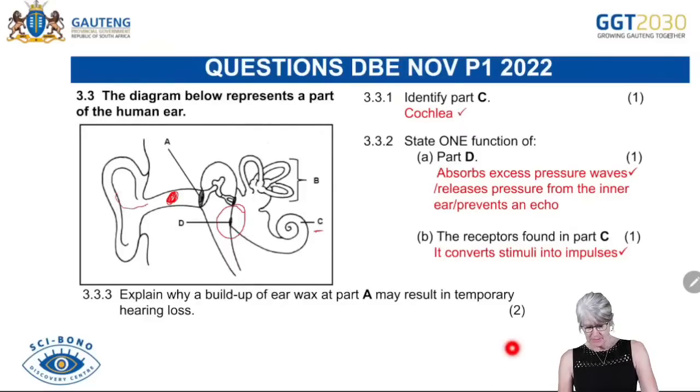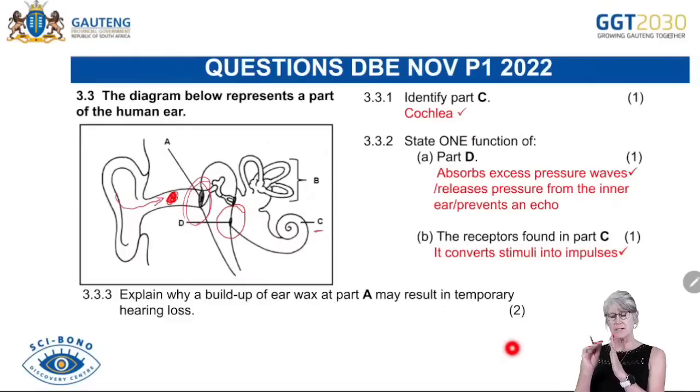If we think of the sound waves going in here, and then there's a little bit of wax that has built up there, it's going to prevent the sound waves from reaching part A. And if part A doesn't vibrate, then the sound waves are not converted into vibrations, and therefore not into pressure waves, and therefore there will be temporary hearing loss. But let's have a look and see what they say.